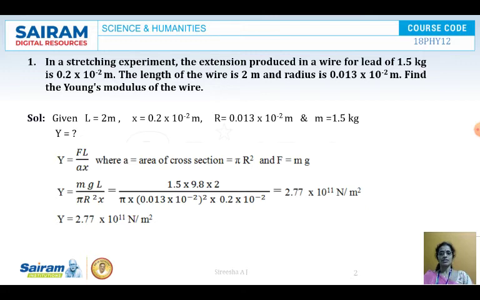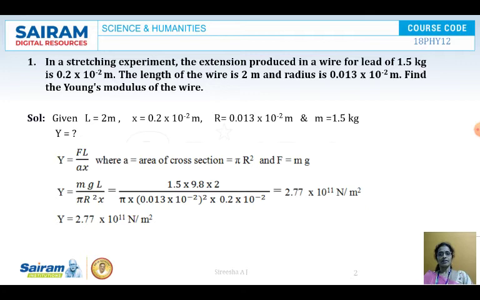So rearranging the terms, Y is equal to FL by AX, where A is the area of cross section, which is given by pi r square. And we know that F is equal to M into G. So substituting both the values of A and F is equal to mg into the equation Y is equal to FL by AX, you will be getting Y is equal to mgL by pi r square into x.